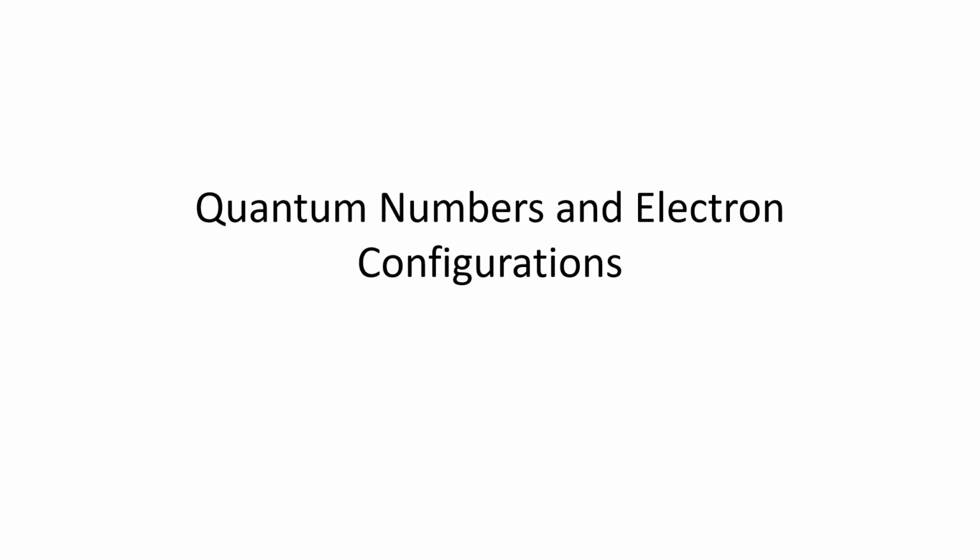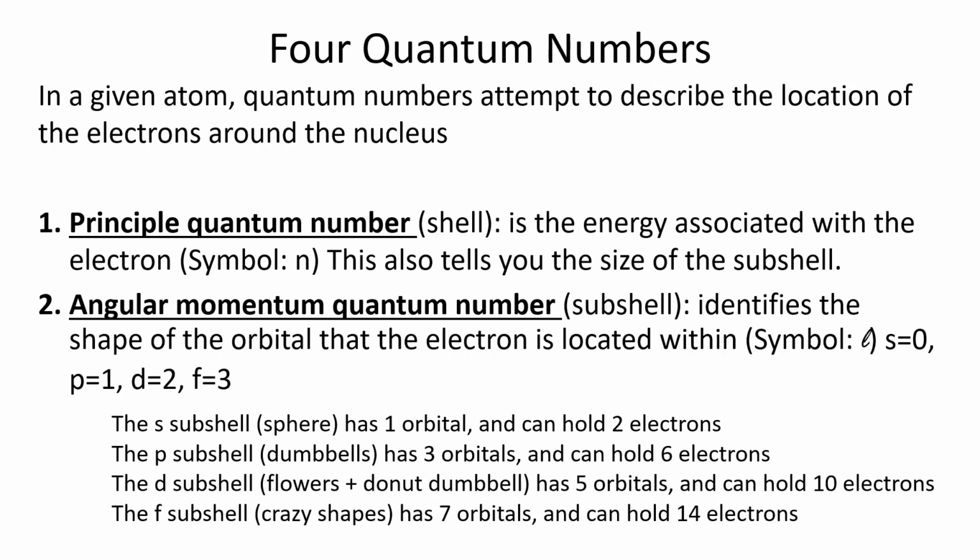Let's discuss quantum numbers and electron configurations. In a previous video, we discussed the first two quantum numbers: the principal quantum number, the shell, which tells you the size of the subshell and also the energy associated with that electron, and then also the angular momentum quantum number. So this is your subshell, and remember we have the S, P, D, or F, and they get L, or angular quantum number, assignments of 0, 1, 2, or 3.